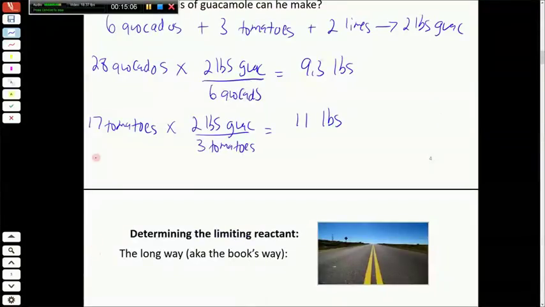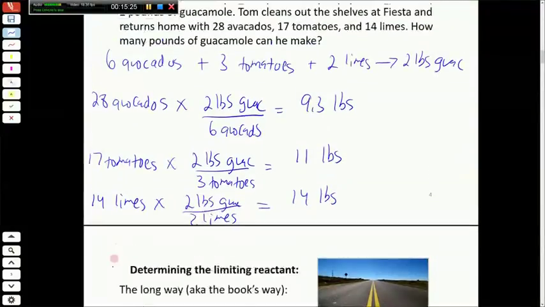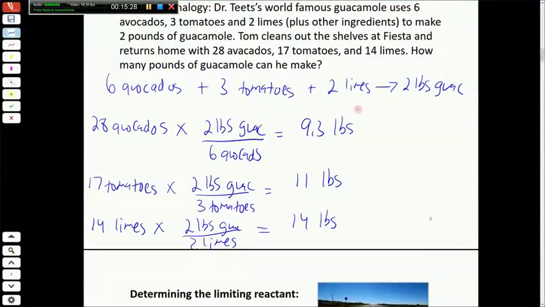And then if we had 14 limes, we know that we can make 2 pounds of guacamole if we had 3 limes, I think it is. No, 2 limes, sorry. So with 14 limes, we could make up to 14 pounds of guacamole. So we get 3 different numbers here, and this tells us that for this amount of ingredients that we have, the avocados limit how much of the guacamole we can make. Because we can only make 9.3 pounds with this many avocados. We don't have enough avocado to use this many tomatoes or this many limes.